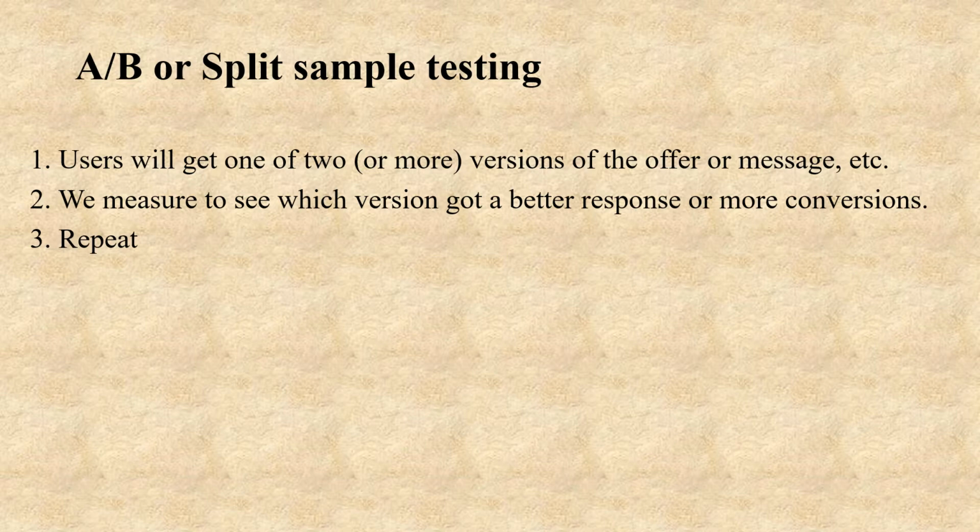And we measure to see which version gets a better response or more conversions or whatever the goal or the objective of the testing was. It might be more profits, it might be more revenues, and then we test and see which one works, and then we go in and we find something else to test against. And so the idea behind A/B or split sampling testing is that we split our audience into parts and then we give each one a different version of the offer or the message.